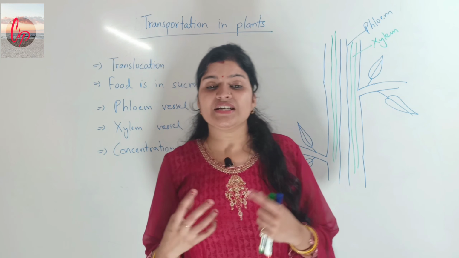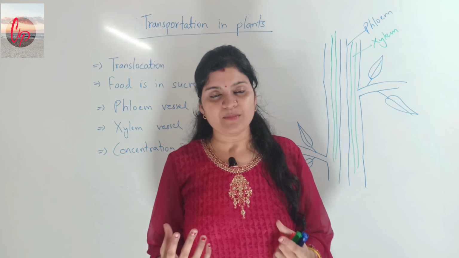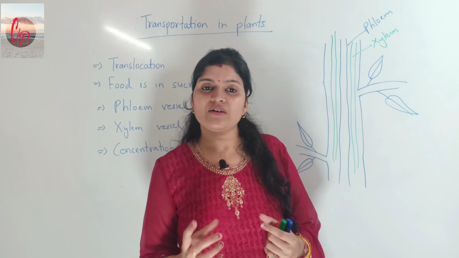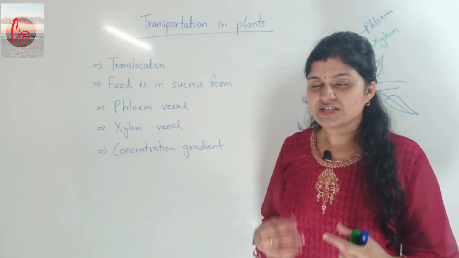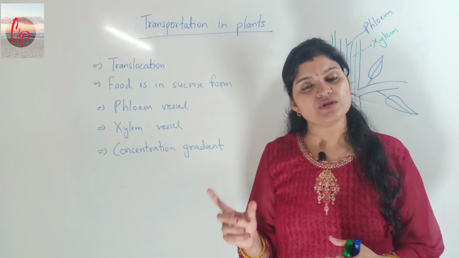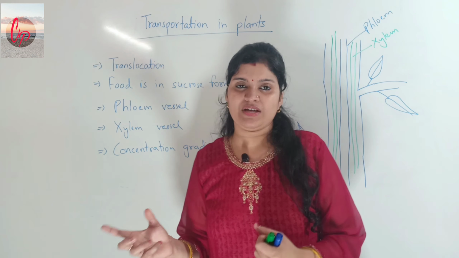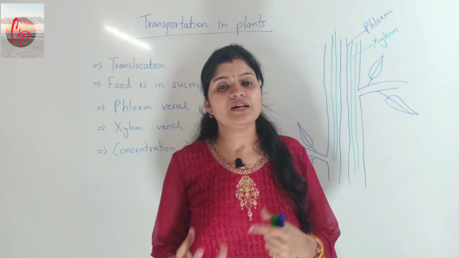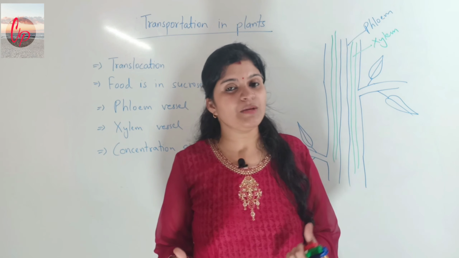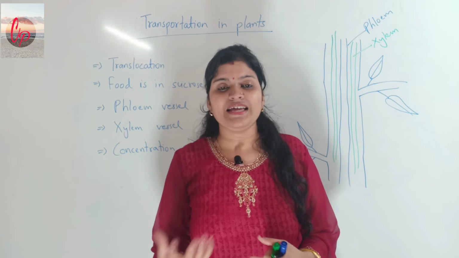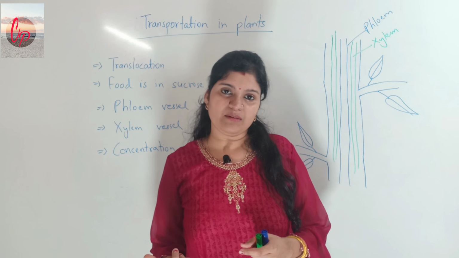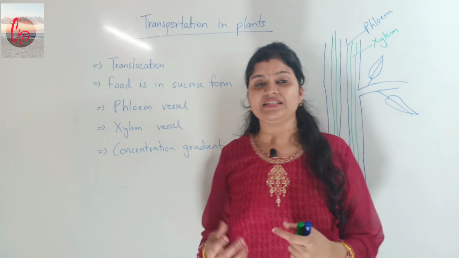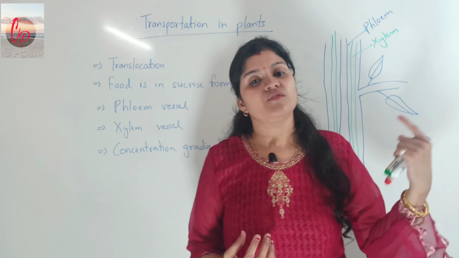So the food which is finally produced by the green parts of the plant is in the form of sucrose. When the food is transported, this sucrose is transported to different parts, or you can say simply from green parts to the non-green parts of the plant, because all the parts which are green in color have chlorophyll, so they are able to make their food, but the non-green parts of the plant are not able to prepare their own food. So that's why they need the transport of the food material from the green parts.